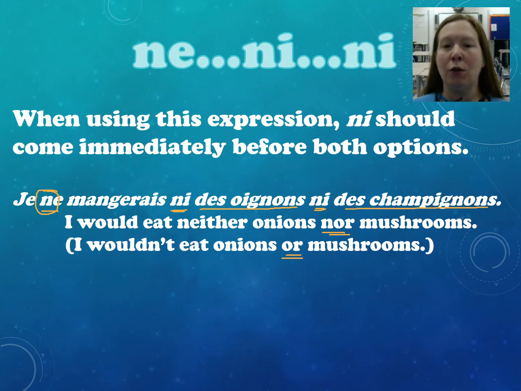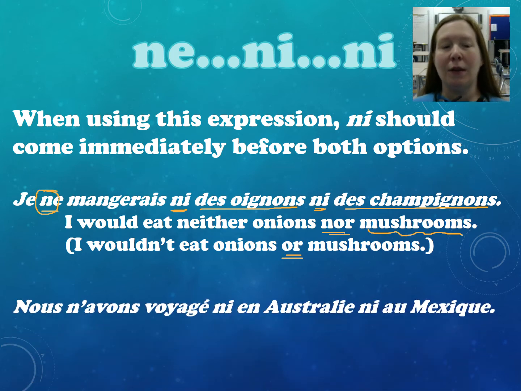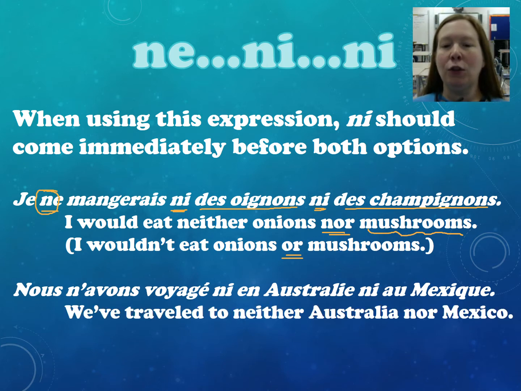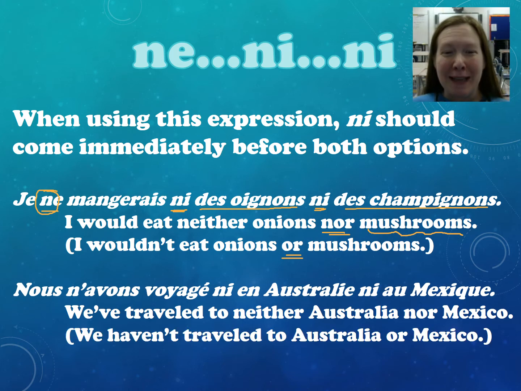In English, we only put nor before the second option. So here's another example. Nous n'avons voyagé ni en Australie ni au Mexique. We've traveled to neither Australia nor Mexico. Or the way we would actually say it, we haven't traveled to Australia or Mexico. Again, if it's negative in French, you have to use ni. So the ne before the whole thing, and then the ni directly in front of my options. Ni en Australie, ni au Mexique.